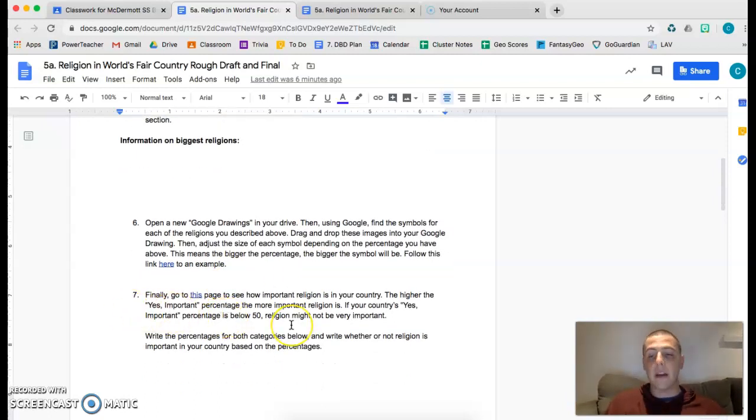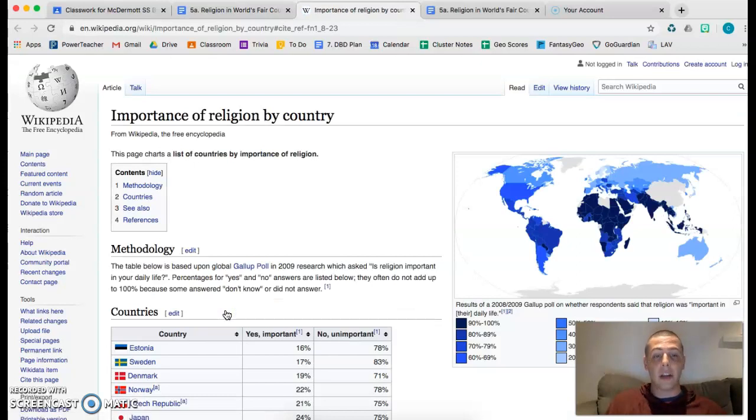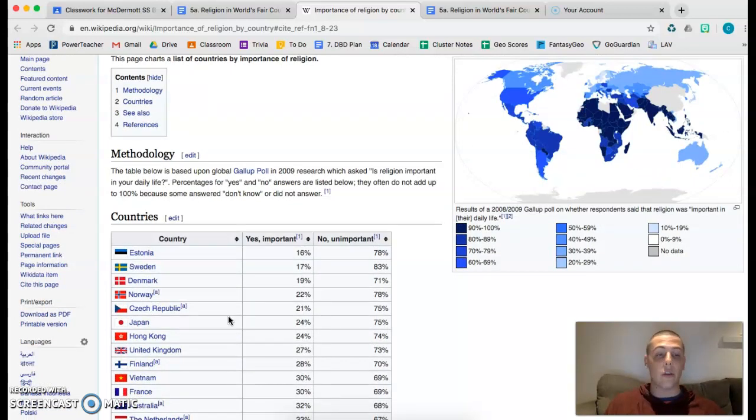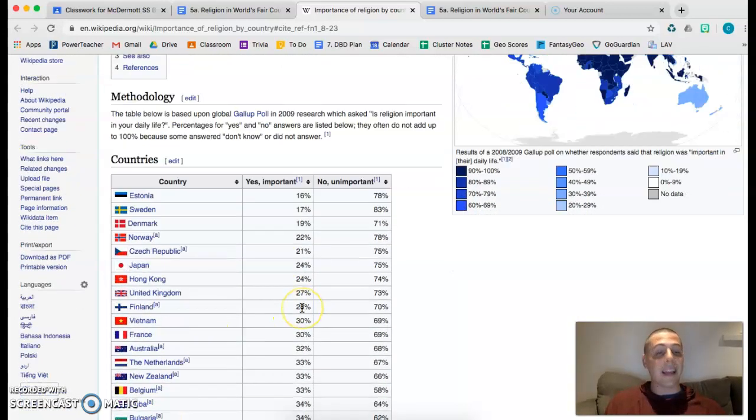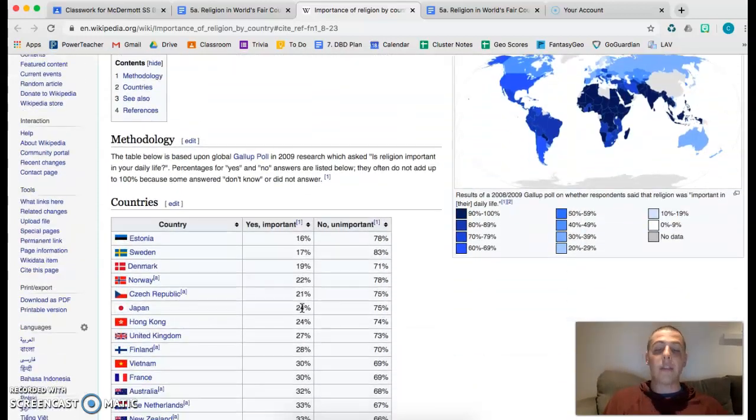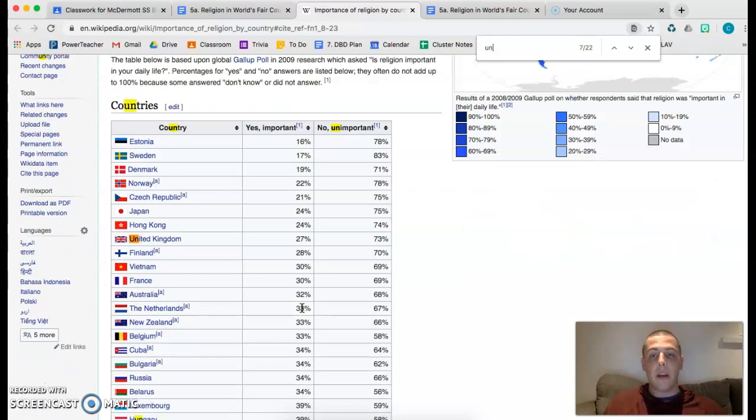For number 7, some people have already had a little trouble with this one, mostly just because there are some countries that are not on the list. So you need to go to this Wikipedia page that has information on the importance of religion in your World's Fair country. Like I said before, not all countries are on here. If your country is not on here, and remember, you can find your country by doing the Command F function and typing in the name of your country, right? So make sure you're doing that before you give up looking.